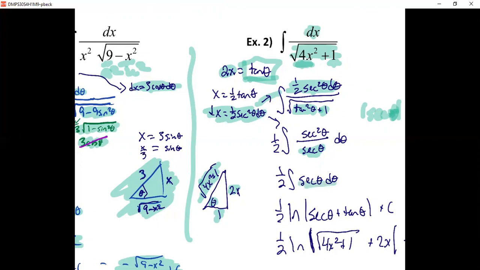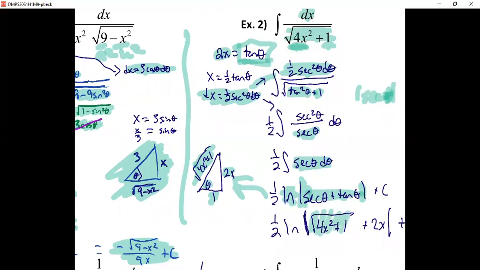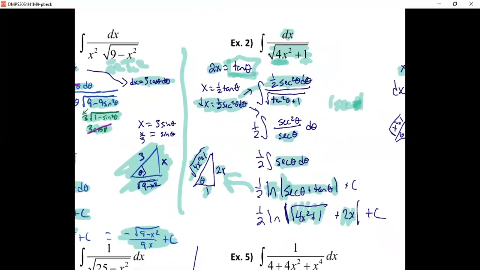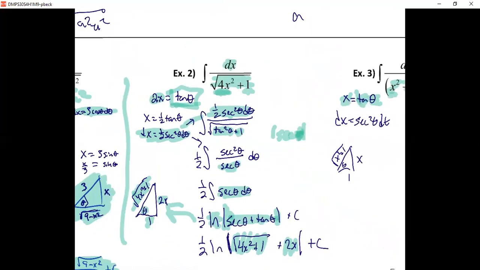So this ends up being the integral of just secant. And if you remember, the integral of secant is the natural log of the absolute value, secant plus tangent. Well, what is secant of theta? We go back to our triangle and say secant is radius over x. So that would be the square root of 4x squared plus 1. Tangent of theta, that was our substitution right from the beginning. So plus 2x and then plus c because this is an indefinite integral.